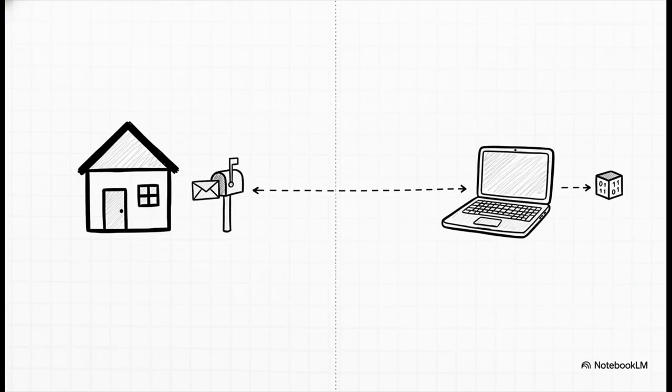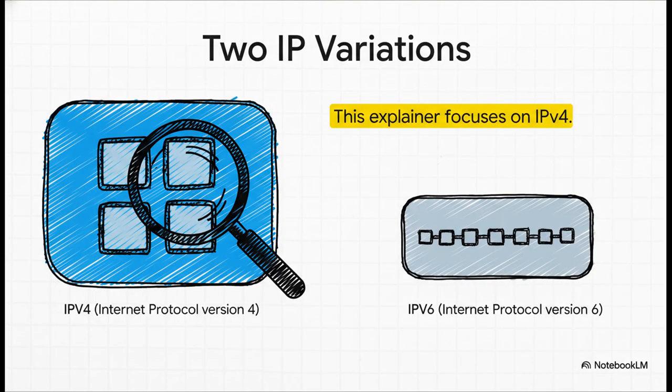Honestly, the best way to wrap your head around it is to think of it just like a mailing address for your house, right? If you want to get a package, you have to give the sender your specific street, city, and zip code. Well, it's the same thing on the internet. If you want to receive data, your device needs an IP address. It's really that simple.